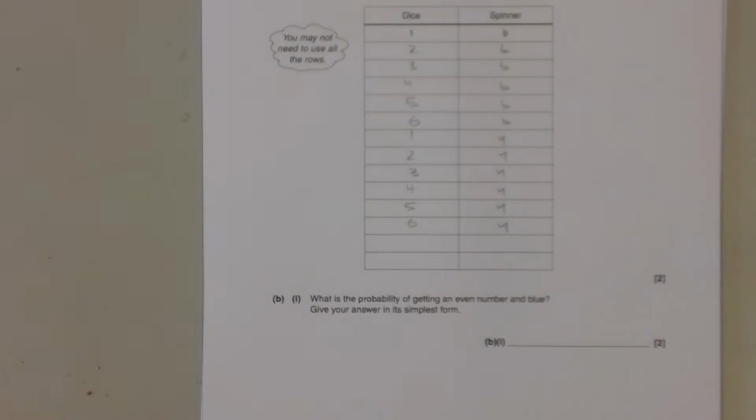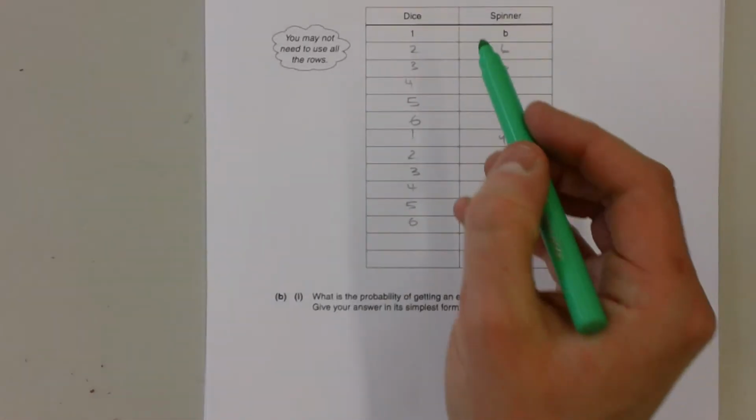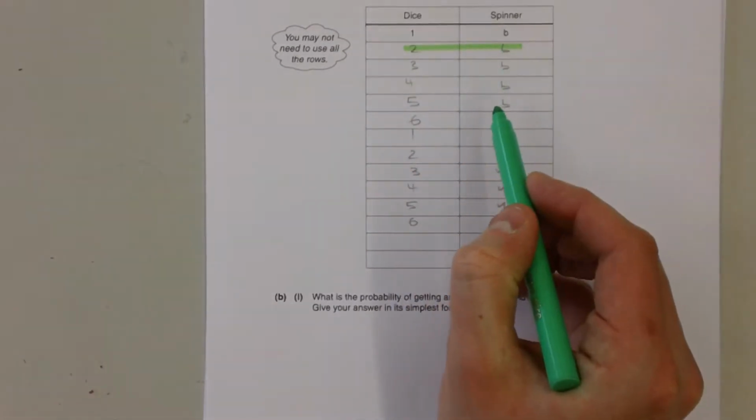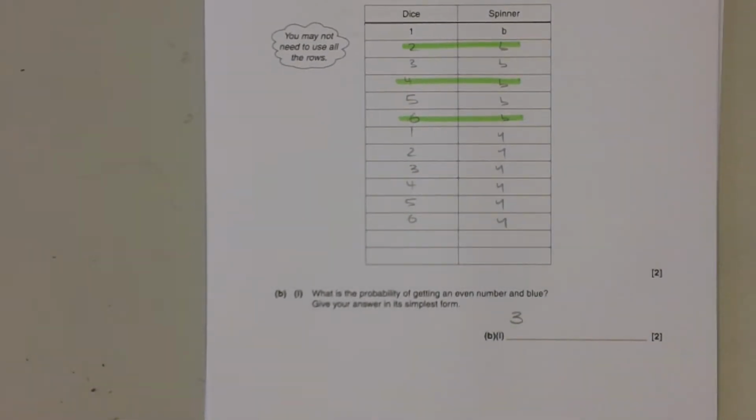What's the probability of getting an even number and a blue? Well, go back through your table. Getting a 2 and a blue is even and blue. 4 and blue is even and blue, as is 6. How many outcomes are there highlighted? There are 3 ways of getting an even number and a blue. How many outcomes were there altogether? There were 12. So the probability is 3 over 12.